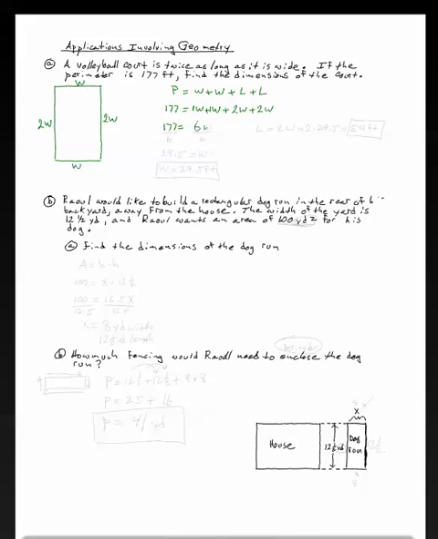So we have 6W. Now all we need to do is get rid of that multiplication of 6, so we divide by 6 on both sides. And when we do that, we get 29.5 feet. So I'm going to write that W equals 29.5 feet.